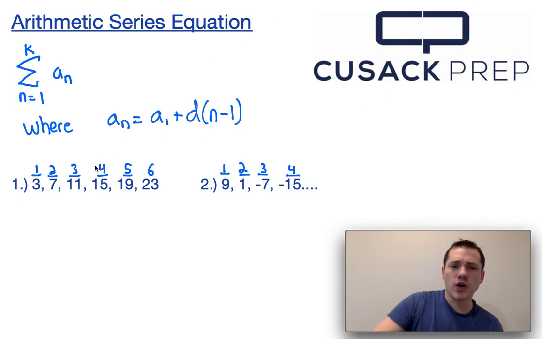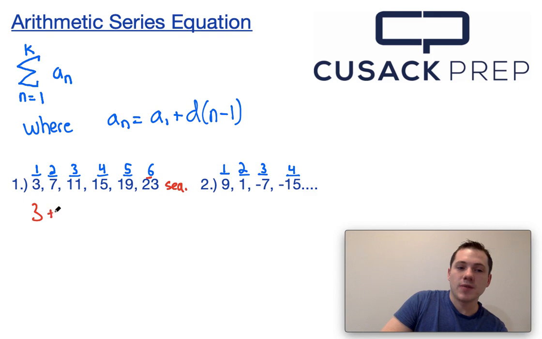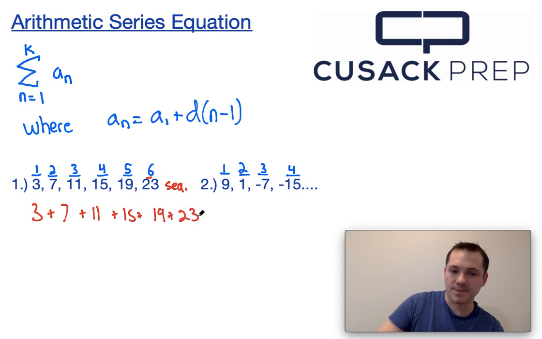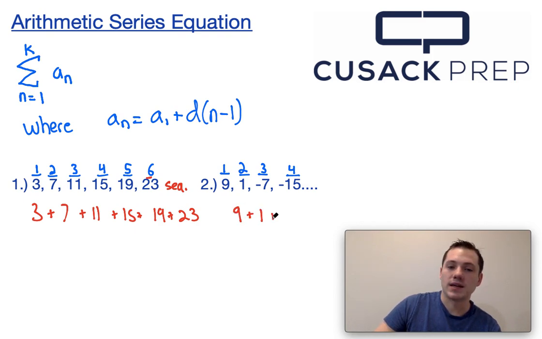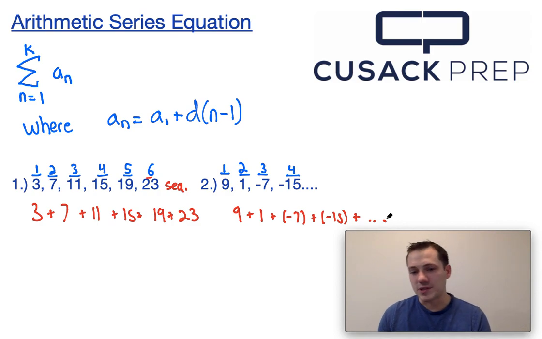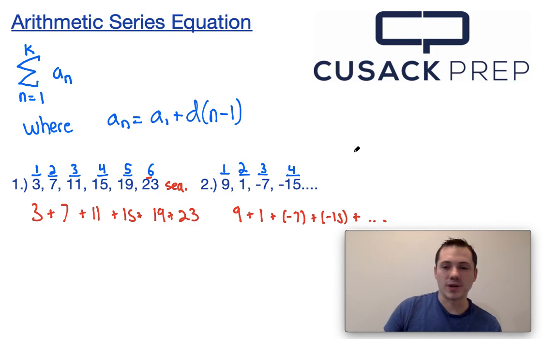And so I want to just note that whereas what I have drawn here represents the sequence, the series for the same set of numbers would be 3 plus 7 plus 11 plus 15 plus 19 plus 23. Same thing for problem 2 over here. The series would be 9 plus 1 plus negative 7 plus negative 15. And this dot dot dot means you actually keep adding the numbers forever. And we'll come back to why that's important in a little bit.